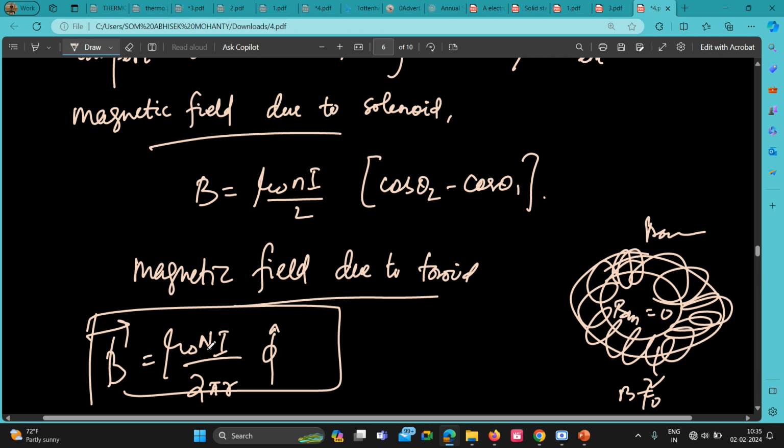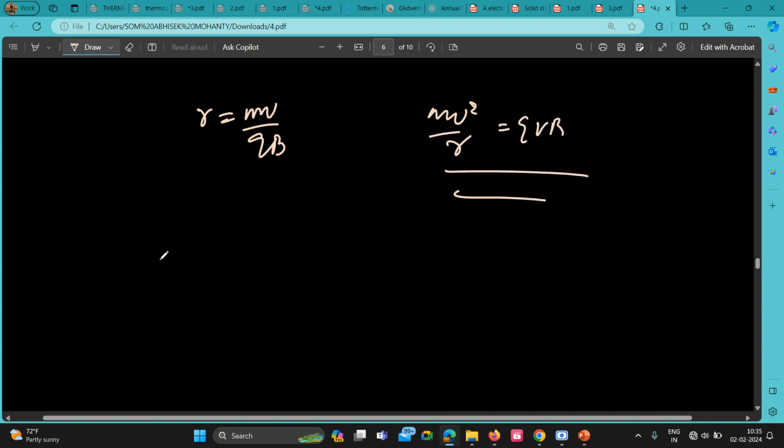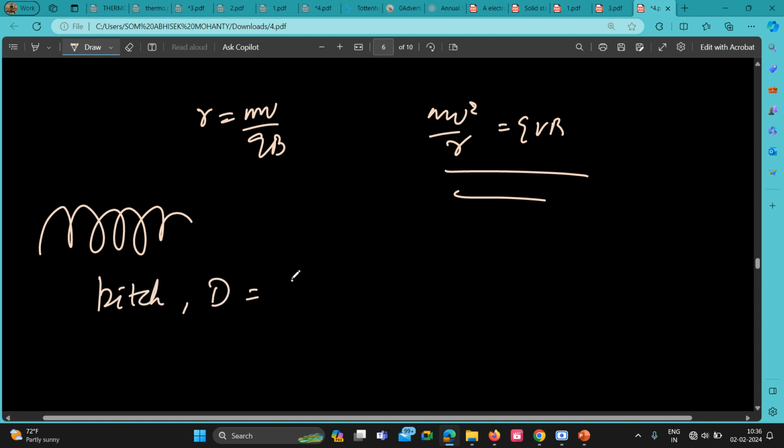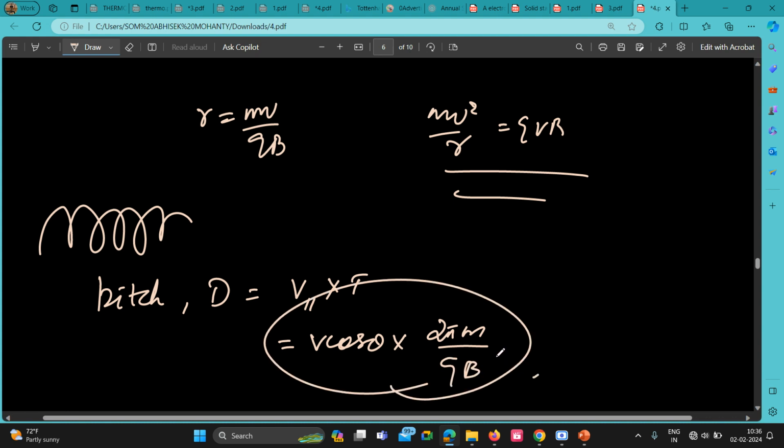Next, the easy ones I'm not going to write, like R is equal to mv by qB, cyclotron and all those things. You know how it came: mv squared by R is equal to qBv. These are very basic things, leave it. For helical motion of a particle, the pitch d is equal to v parallel into T, that is v cos theta, and T is 2 pi m by qB.